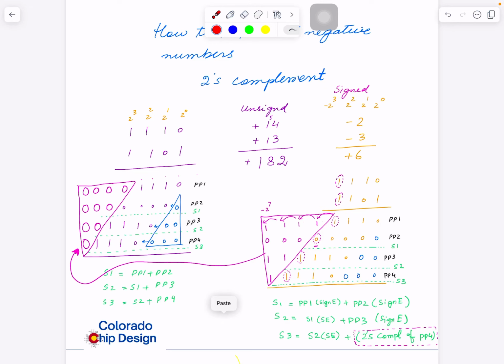Welcome to part 2 of the signed multiplication video. As I promised, I'm going to show you an example or two of how we can multiply these numbers.